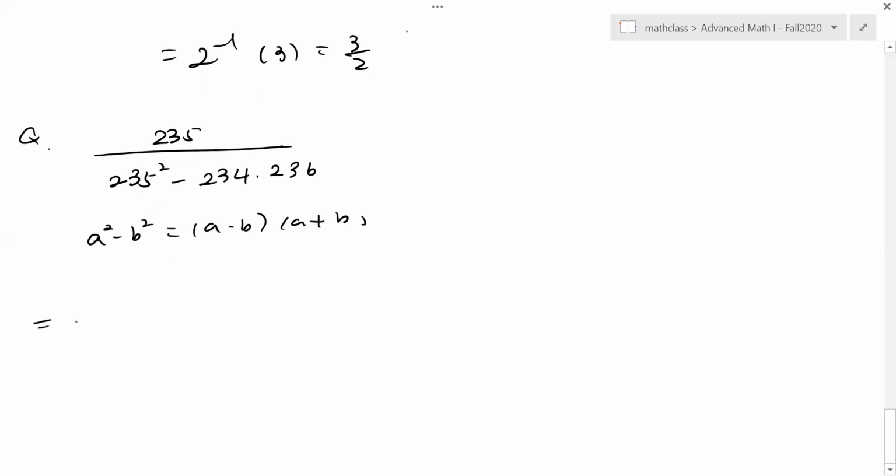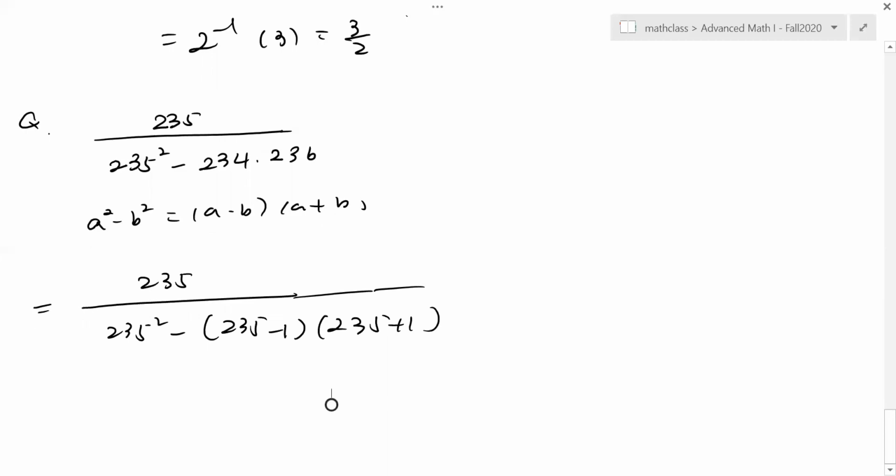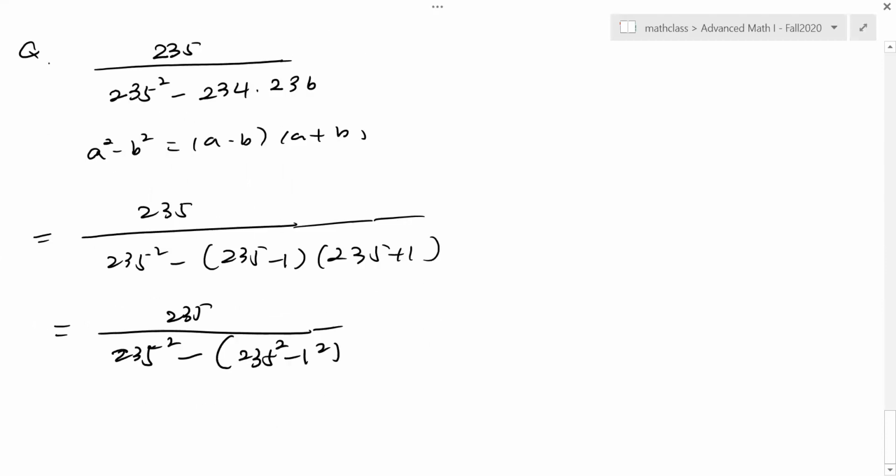So the above one is 235 minus 1. It's 235 plus 1, right? 236. Then you use the above formula. And this will be 235 squared minus 1 squared. Then clearly 235 squared is gone. So it's 235, it's 1, then 235.